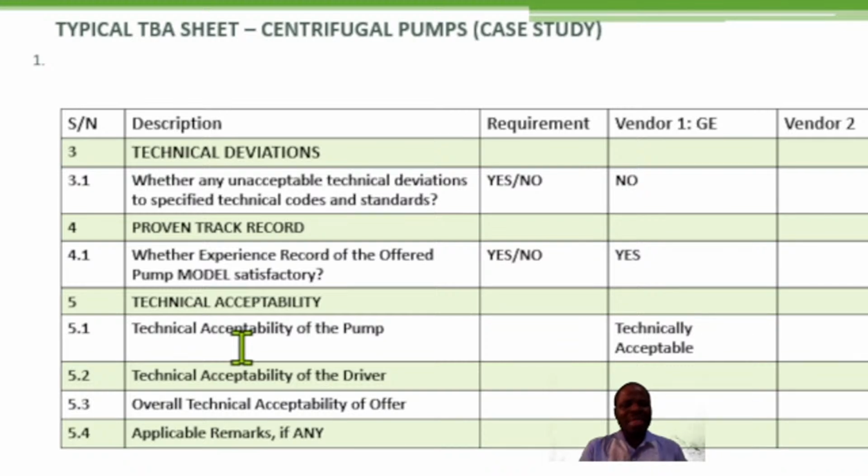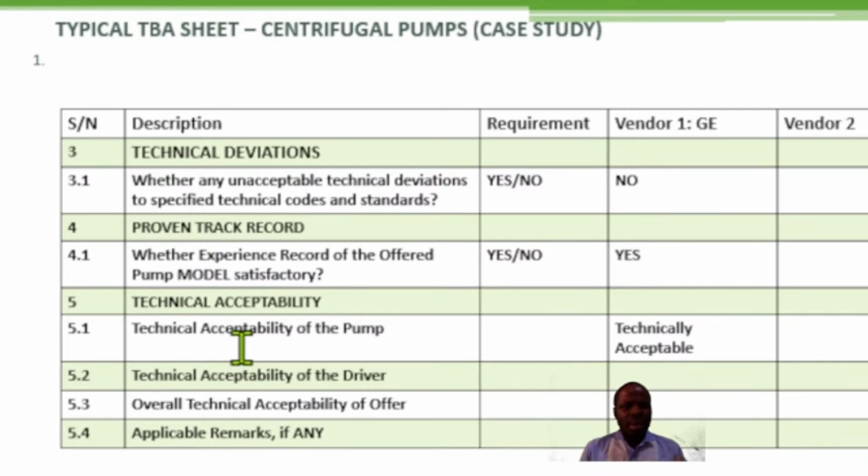So these are some of the things that you need to check. Is the driver technically acceptable to you? If the driver is not technically acceptable to you, you have to indicate. Have you checked the driver rating? Is it in line with what is stated in API 610?